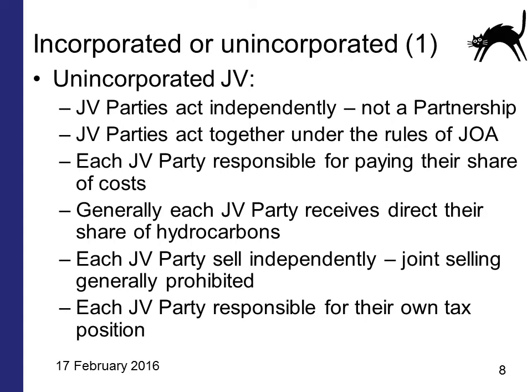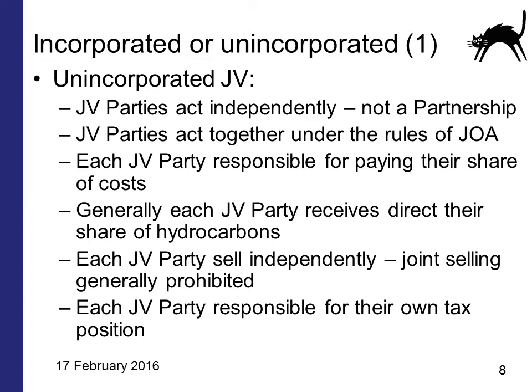An unincorporated JV is where the parties to the JV act independently. It is likely that the joint operating agreement will declare that they are not a partnership. While acting independently, the joint venture parties act together according to the rules of the joint operating agreement they have put in place. The previous presentation discussed operatorship, the role of the operating committee, the setting of work programs and budgets, and the right to sole risk.